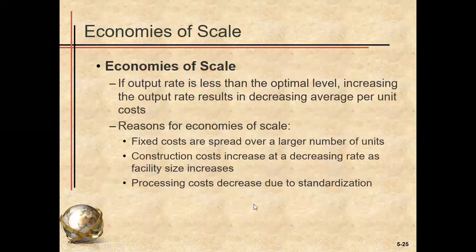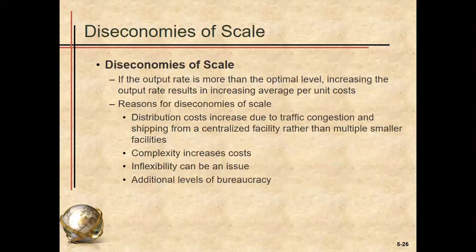Economies of scale. If the output rate is less than the optimal level, increasing the output rate results in decreasing average per-unit cost. Reasons for economies of scale: fixed costs are spread over a larger number of units, construction costs increase at a decreasing rate as facility size increases, and processing costs decrease due to standardization. You can read these here.